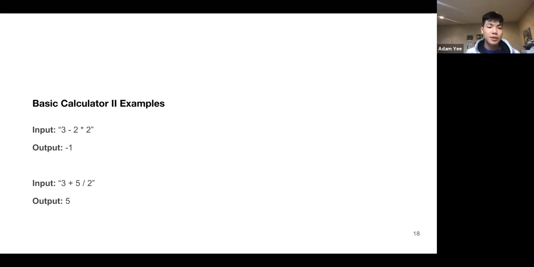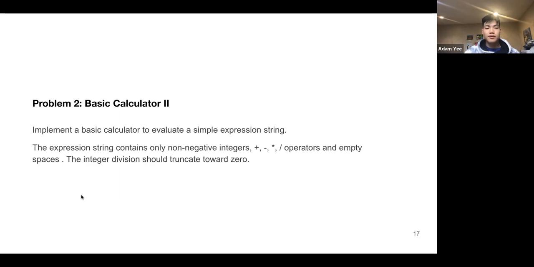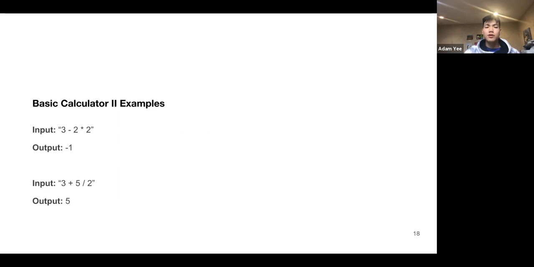Going through a couple of examples, maybe your input is 3 minus 2 times 2. In this case, you want to do 2 times 2, which is 4, and 3 minus 4 gives you -1. And here, 3 plus 5 divided by 2. Well, 5 divided by 2 is 2.5, but once again we're rounding down, so it would be 2, and then adding 3 is 5. I'll give you a couple more minutes. Think about, first of all, what data structure do you think we should use in this case?